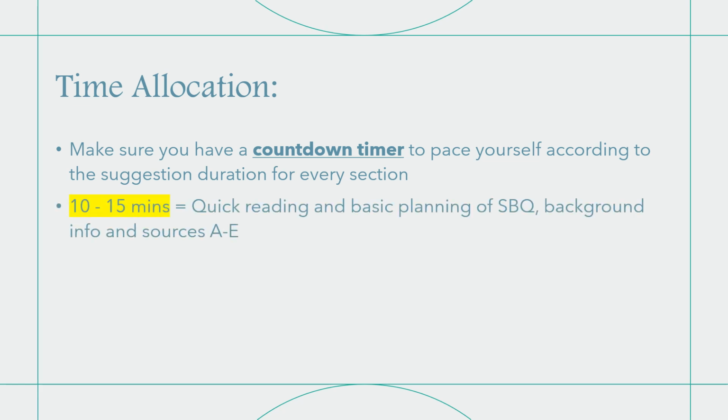How are we going to break down the 1 hour and 45 minutes, which is the 105 minutes? So first of all, for the first 10 to 15 minutes, you will spend the time to do quick reading and basic planning of SBQ, reading of the background information, and of course to read and plan Sources A to E. The next part is you are going to spend the bulk of the time, which is 60 minutes, to answer all 4 SBQ questions. And the last 30 minutes you will be spending on the 2 SRQ questions.